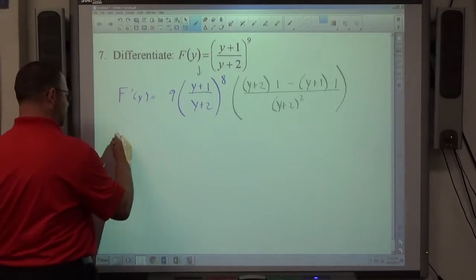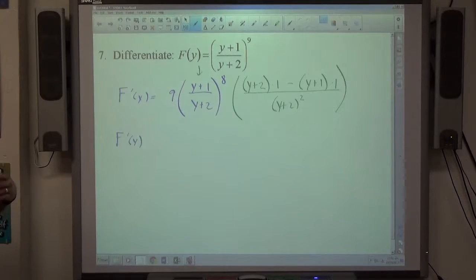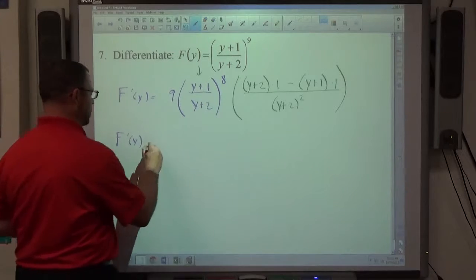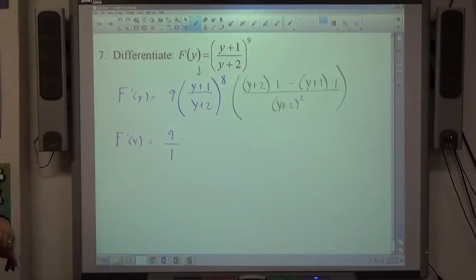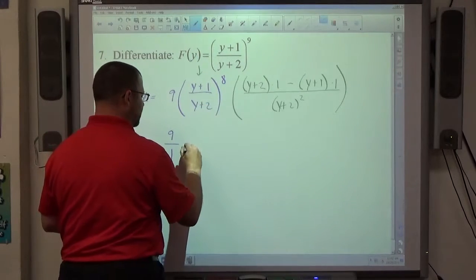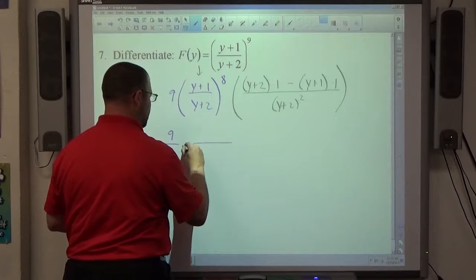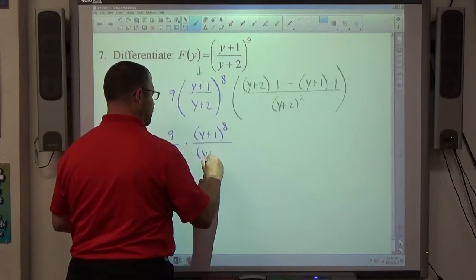Step 2, the simplification step of this, I want to do exactly what I'm about to do here when I'm simplifying this, to make the easiest simplification possible, to make the most elegant looking answer possible. 9 is currently over 1, just creating numerator and denominator structures here. ((y + 1)/(y + 2))^8 is the same as a fraction of (y + 1)^8 on top and (y + 2)^8 on the bottom.